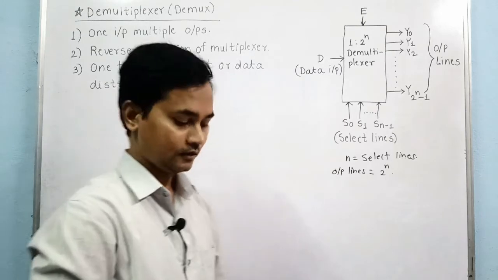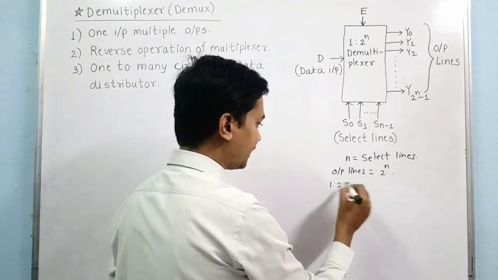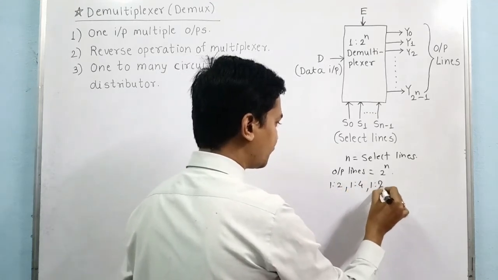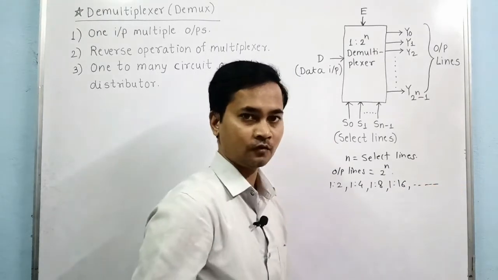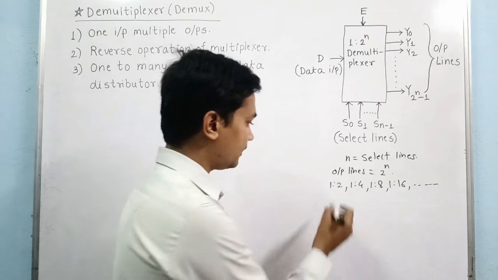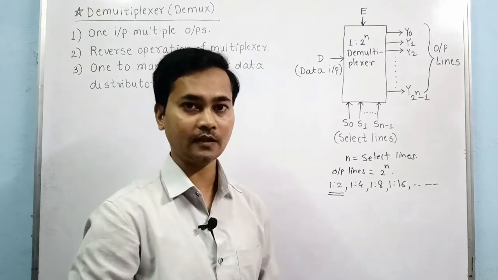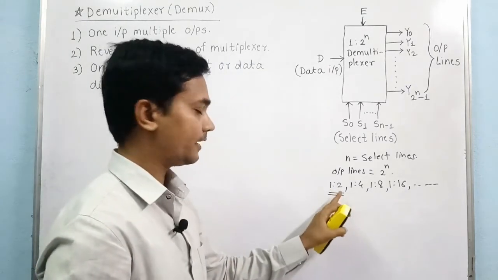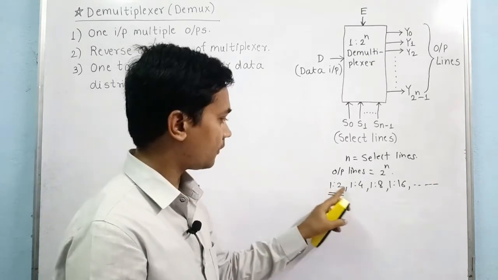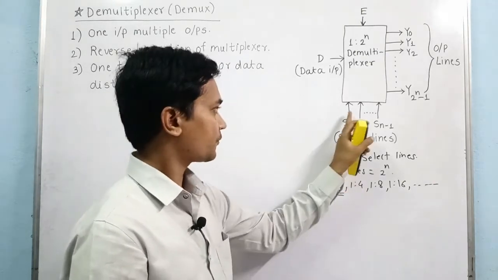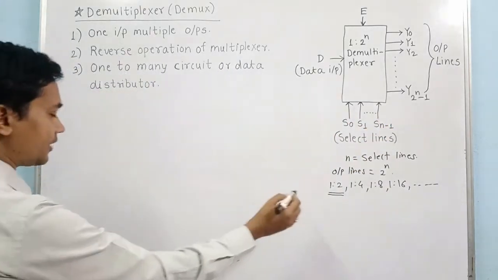Now we will see the 1:2 demultiplexer. We have different demultiplexers: 1:2, 1:4, 1:8, 1:16, and so on. You can have 1:32 also. First of all we will see the smallest, the 1:2 demultiplexer. A demultiplexer always has one input, but the number of outputs varies according to the select lines or according to the chip ICs. So first we will see the 1:2 demultiplexer.